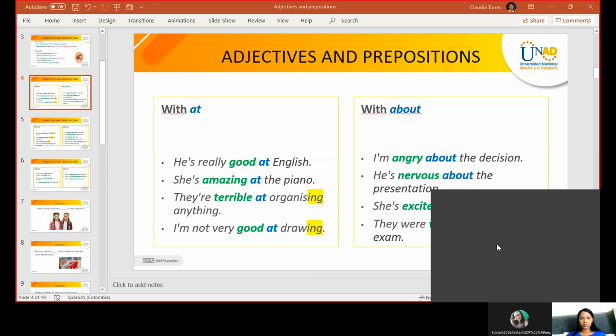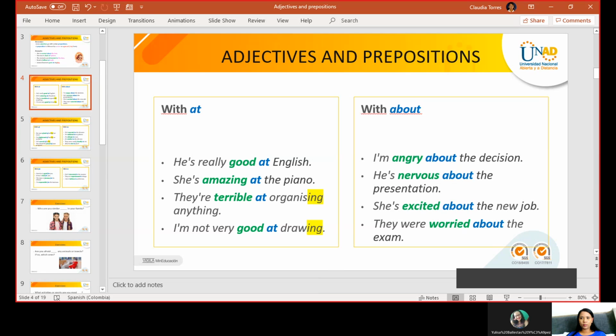Okay, so here we have, I'm good at, oh, but you missed the R, writing. Right. But the preposition and the adjective, it's perfect. Okay, so I'm good at, yeah, good. And you have an ability, right? Writing is a skill. Okay, that's perfect.